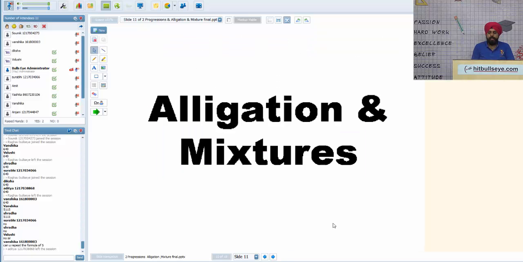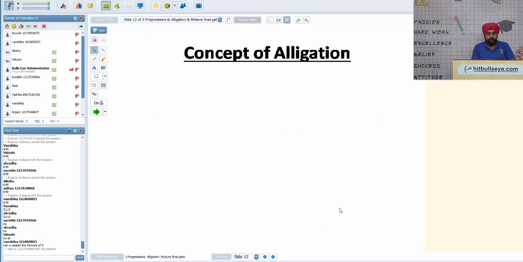Now alligation and mixture. So it is a concept based topic which is of a great help when you apply it in other chapters. So I'll just explain the concept and then we'll solve some 2-3 questions on the same. So students, concept of alligation, I'll suggest all of you to focus here. You learn the concept and you'll find it to be wonderful. See, this works with the help of this cross technique. If you remember, you all have done it.